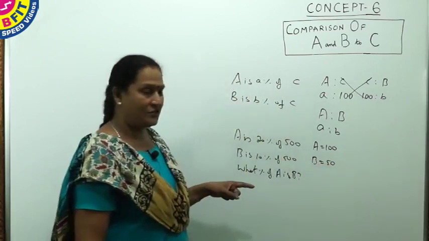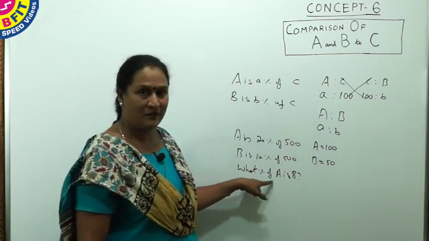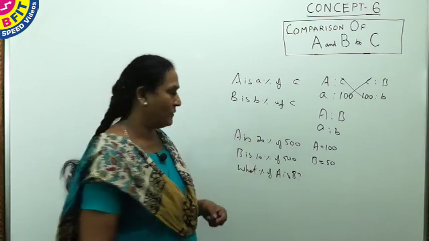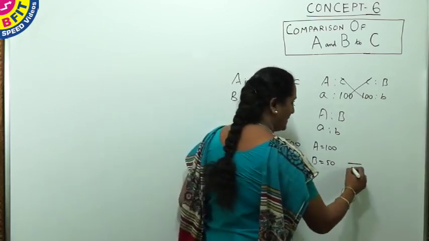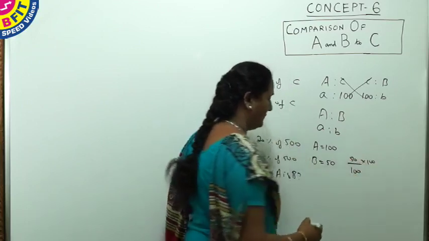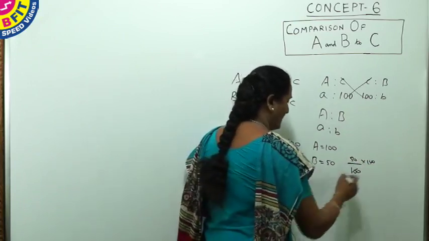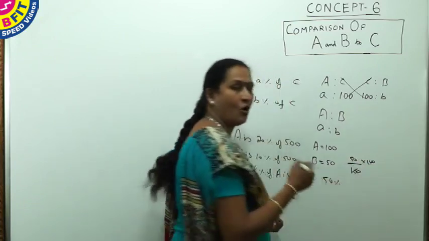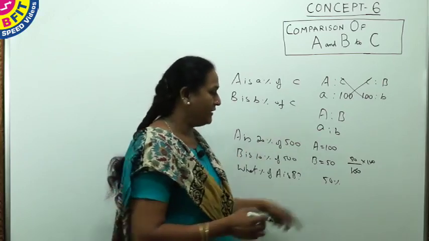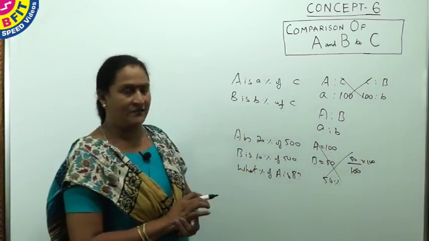So now we are asked to find what percent of A is B. A's value will be the base. The one which comes after "of" should be written in the denominator. So write this 100 in the denominator, 50 in the numerator, into 100. What percent of A is B? So B is 50% of A. And here, as the base is the same, instead of finding the values, no need to do this. Just with the percentages we can work out.